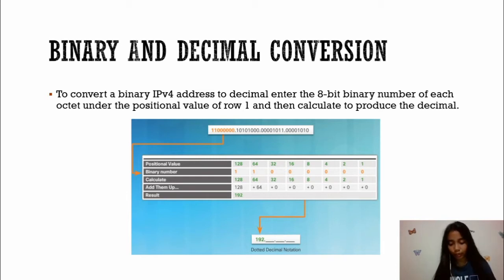For the next one, we have the prefix length. This is a shorthand method of expressing the subnet mask. It equals the number of bits in the subnet mask that are set to 1, and is written with a slash notation followed by the number of network bits.